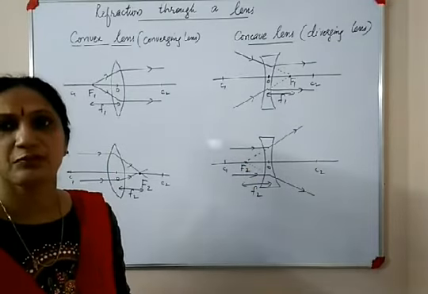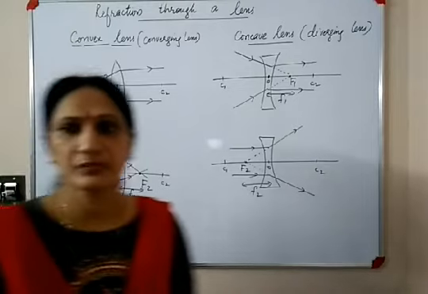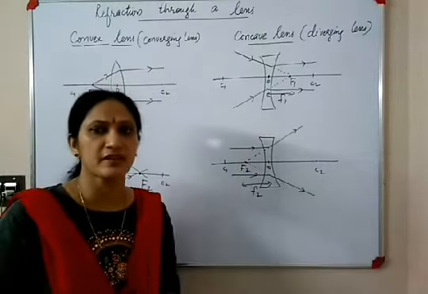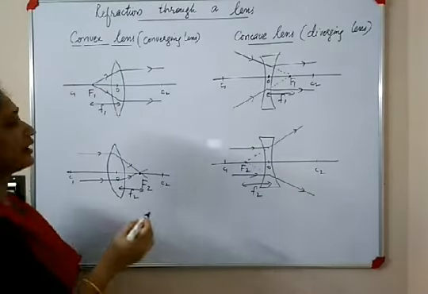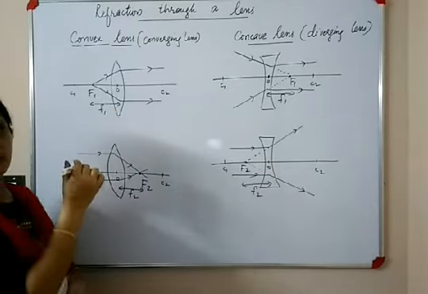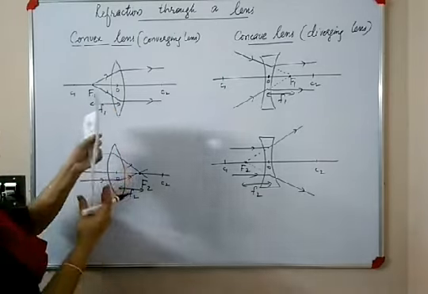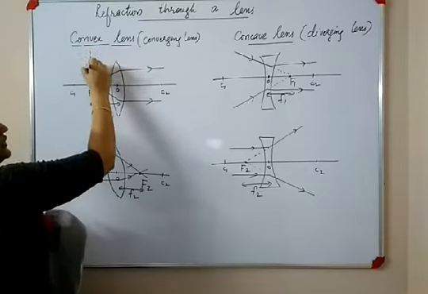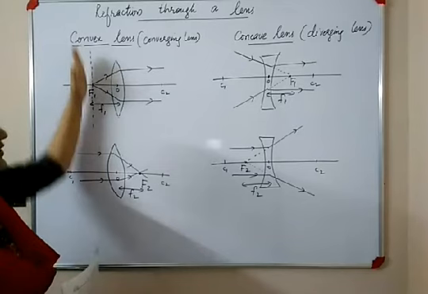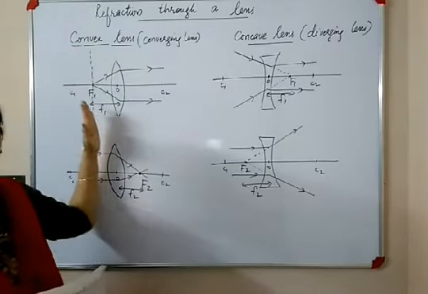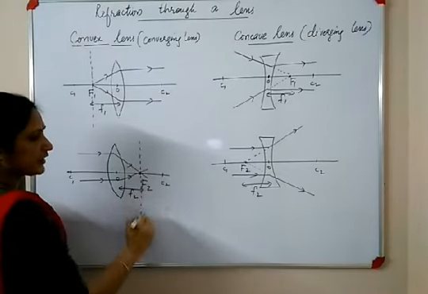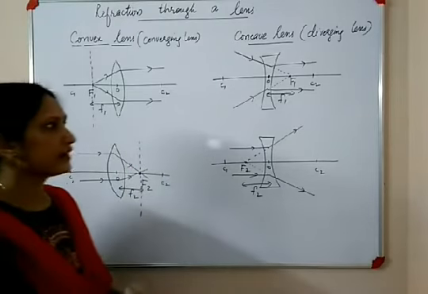Then next term, focal plane. Last term, focal plane. There are two focal planes, first focal plane and second focal plane. It is an imaginary vertical plane passing through the principal focus. For example, imagine a vertical plane passing through this first principal focus. A vertical plane passing through the first principal focus is known as the first focal plane. Similarly, a vertical plane passing through the second principal focus is known as the second focal plane.